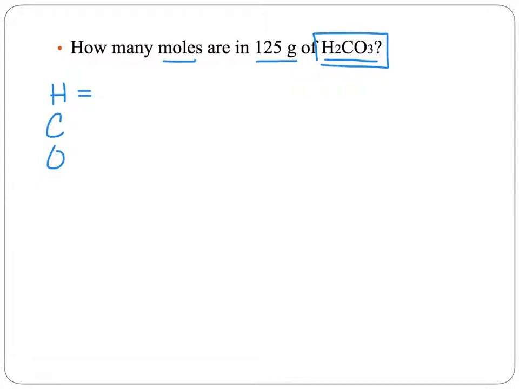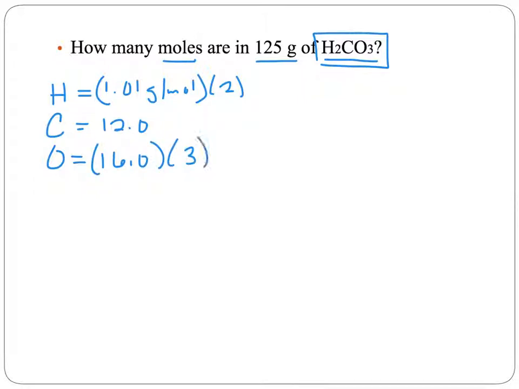Hydrogen, if you look on the periodic table, you have 1.01 grams per mole. And of course, this is going to have to be multiplied by 2 because our subscript tells us that there are 2 hydrogen in 1 molecule of this compound. And carbon is 12.0 grams per mole, and oxygen is 16.0 grams per mole. And of course, you've got to multiply it by 3 because your subscript here says 3. So if you go ahead and do all of that multiplication and then add up the individual elements, you'll find that there is 62, and we'll just stick to one decimal point here, 3 significant figures, 62.0 grams in every mole of carbonic acid.